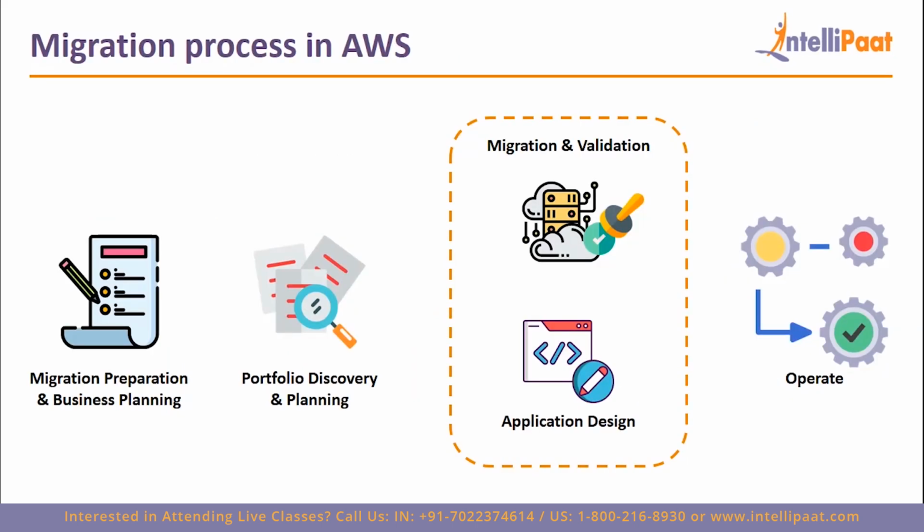Now, the migration process in AWS. In AWS, we usually do these 4 steps before migrating a local application into the cloud. The first one is migration preparation and business planning, and then portfolio discovery and planning. After that, there are 2 steps combined into one single step, that is migration and validation and application design. Finally, after doing all of this, we'll put them into the cloud for operation. So let us discuss these topics one by one.